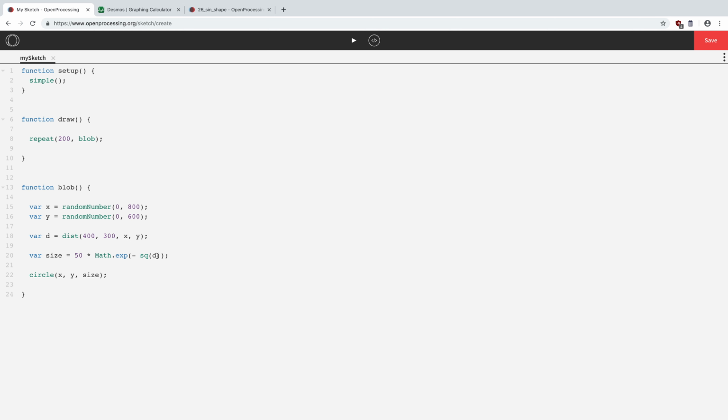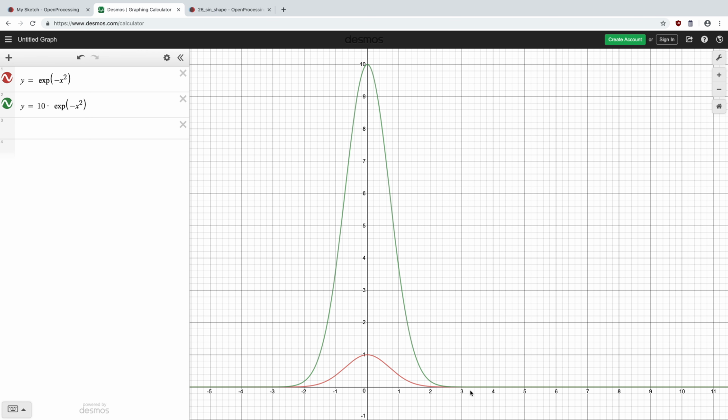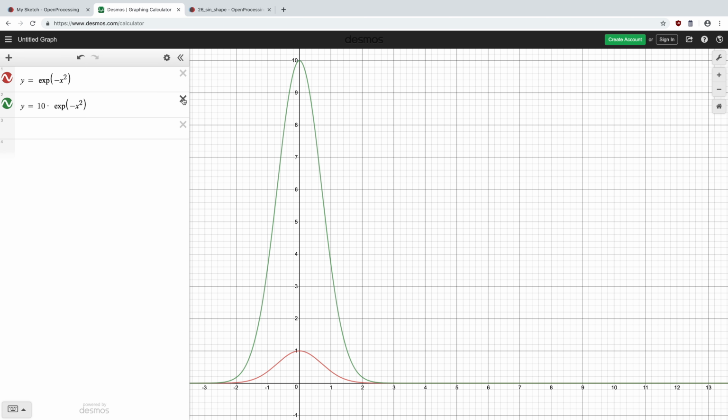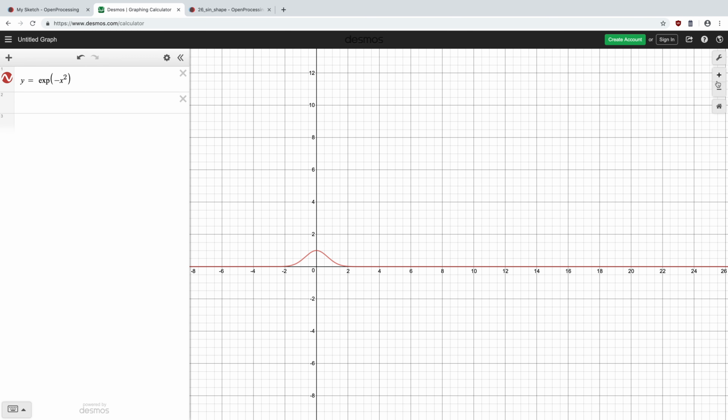Something's still not quite right. And the reason is this d, the distance, goes up really rather quickly. See here, when it's about 2 and 3, it's already quite small. And if our distance is shooting off to 500, we can have tiny values, tiny circles.